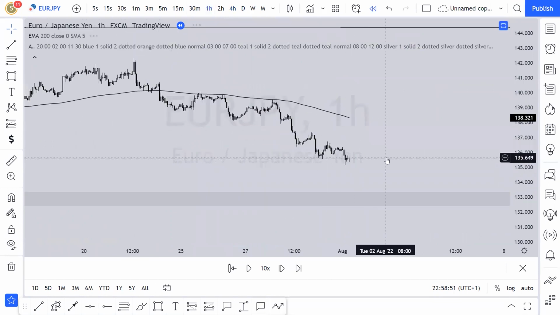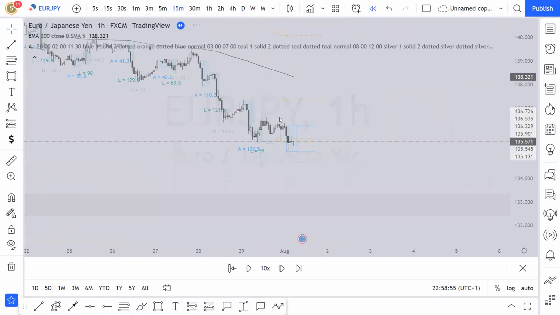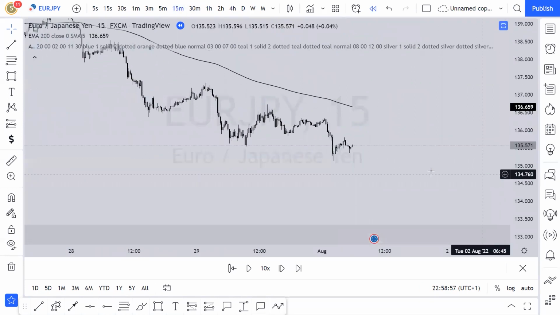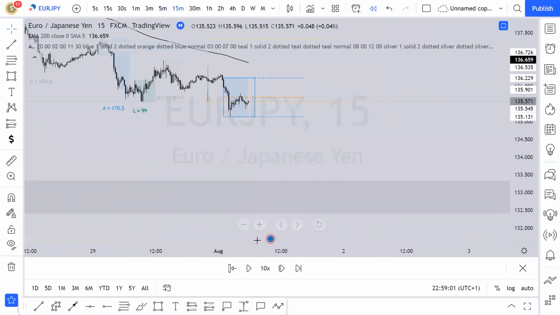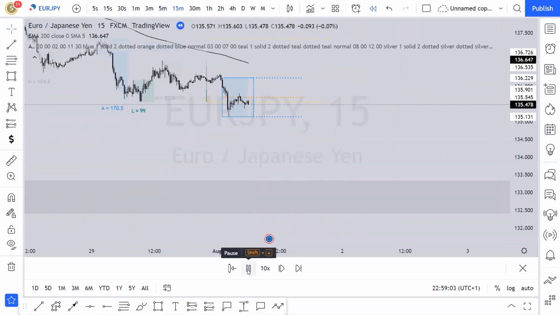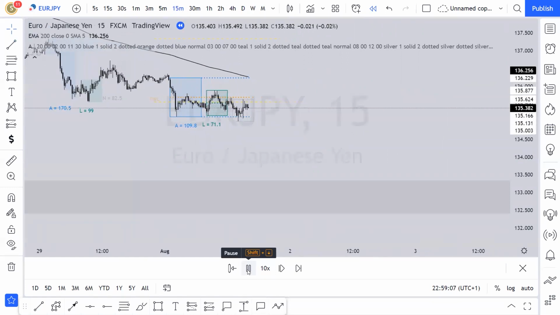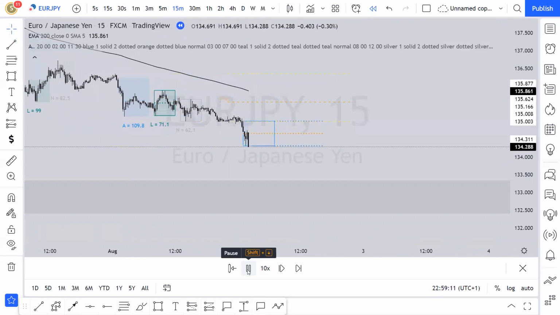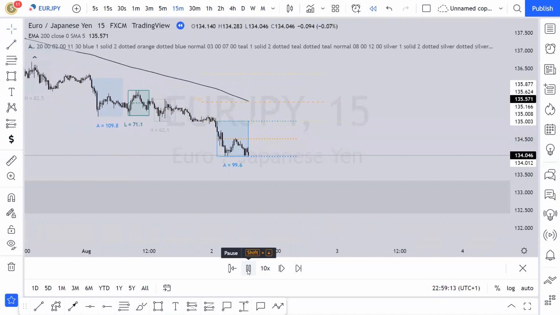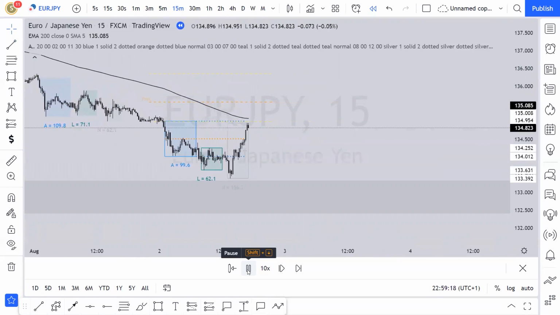Let me just fast forward to exactly what price did when price got there. So let's go to 15 minutes. This is now my higher time frame demand, my daily demand. So I want to see what price will do when price gets there. All right, so price started playing, and I want to start noticing that price mainly mitigates that zone.